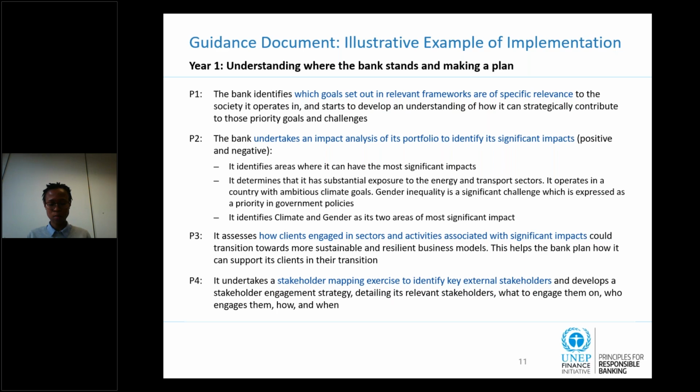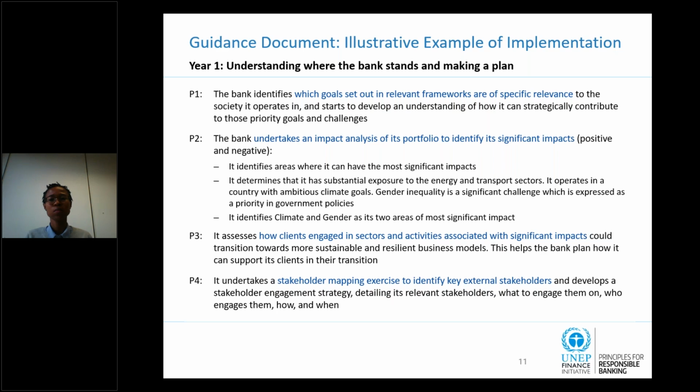So then stepping into principle 2, which you might recall is around impact and target setting. So this is around starting to undertake an analysis of impact of your portfolio to determine what are the most significant impacts. So really it's about just stepping through and understanding where your bank has those most significant impacts, and it's both the positive and the negative impacts.